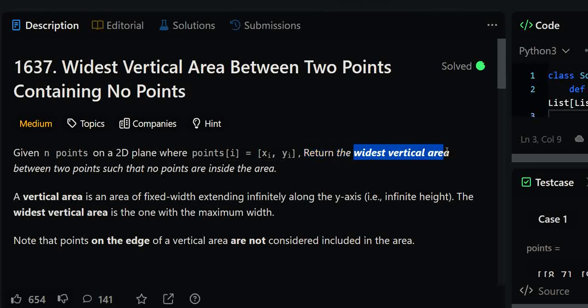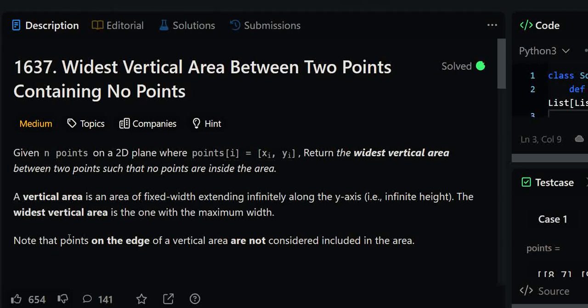I am stressing this widest vertical area term again and again because there is a difference between vertical area and widest vertical area, which is given in this line. That is, the vertical area is an area of fixed width extending infinitely along the y-axis. But when we are talking about the widest vertical area, it is the one with the maximum width. So we only have to concentrate on the maximum width part, not the one which includes this infinitely long y-axis area, right?